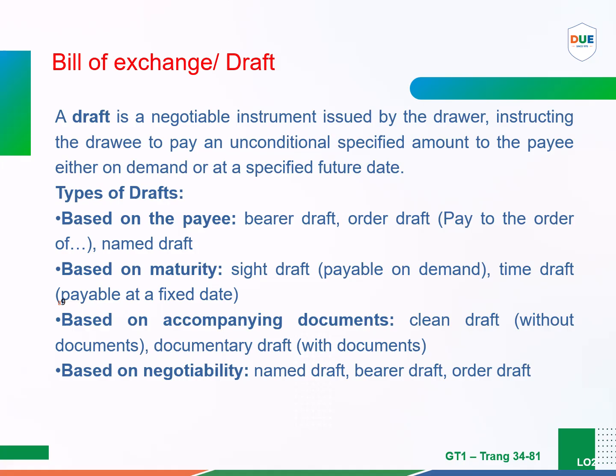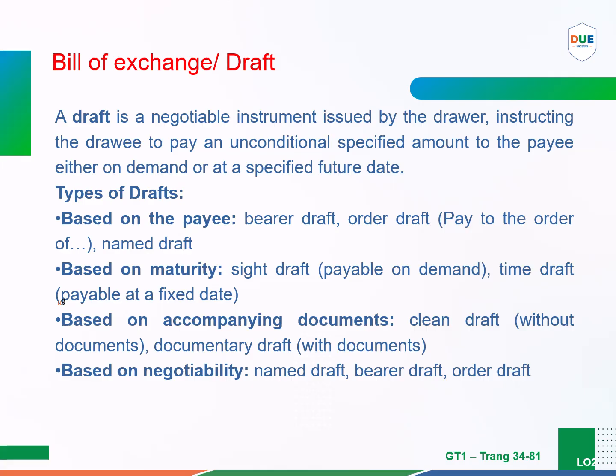A draft is a negotiable instrument issued by the drawer in which the drawee is required to pay an unconditional specified amount either on demand or at a specified future date to the payee designated on the draft. Drafts are an important tool for payment and credit in international trade. Drafts can be bearer drafts, where the holder of the draft has the right to receive payment, named drafts, which are payable only to the person named on the draft, and order drafts, which are payable to the order of the payee and can be transferred by endorsement.